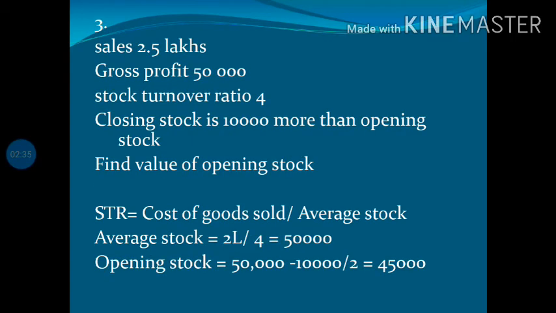Next question. Sales amount 2.5 lakhs. Gross profit 0.5 lakhs, that is 50,000. Stock turnover ratio is 4. Closing stock is 10,000 more than opening stock. Find the value of opening stock.